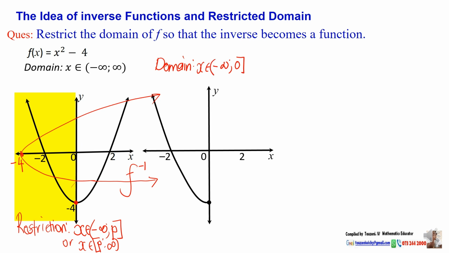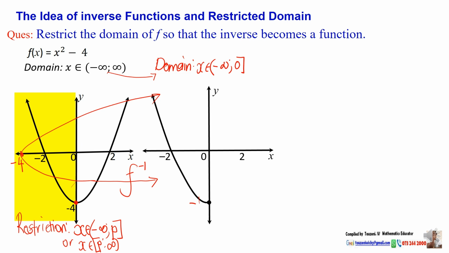So instead of having a complete graph from left to right, I only have half of it, which means I have limited the domain from negative to positive infinity only to 0 from negative infinity. And my graph is now from the negative side up to 0. This is what we call a restricted domain. This is the graph of a domain that has been restricted.